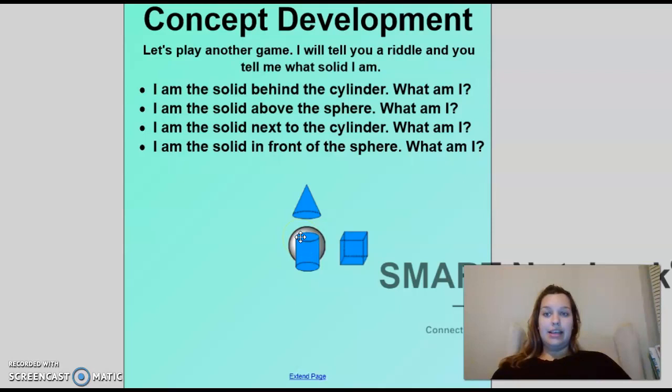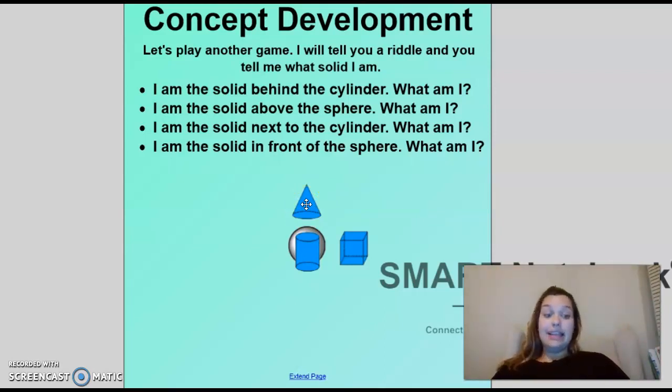I am the solid or 3D shape above the sphere. So you have your sphere. In our picture, what is above our sphere? Is it the cube? Our cube is beside. Is it the cone? Yes. Look at my picture. Here's my sphere. Here is the cone.